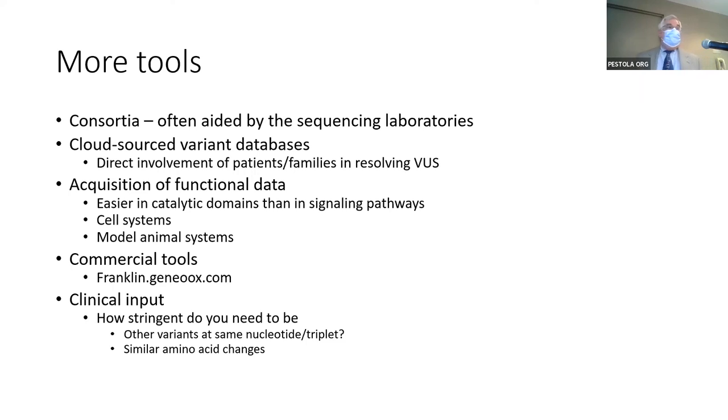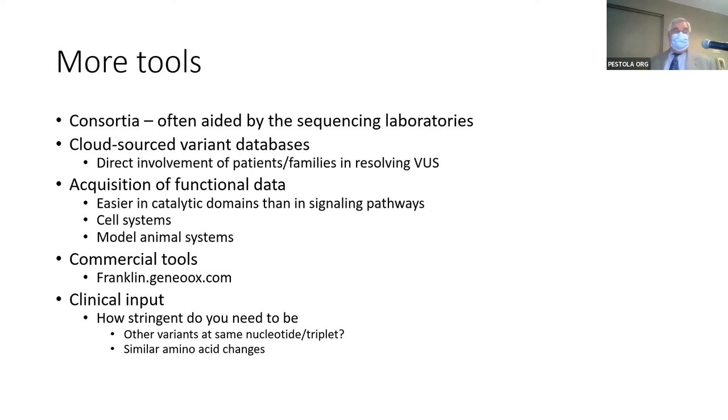Okay. We'll try getting functional data. That's easier if your sequence variant is in the catalytic domain, i.e. an enzyme works, doesn't work, works too well, than it is in a signaling pathway. Endocrinology, yeah, he's got too many signaling pathways. Cell systems. You put the variant into a cell system, expressed normally versus overexpressed, makes a difference. See what happens. Does the cell have a phenotype? Something not localized right, not tracked right, so that you can do that. Or back to the animal model systems.